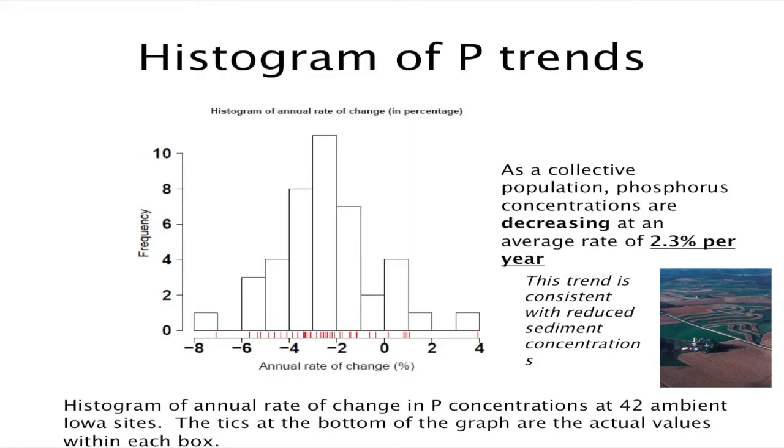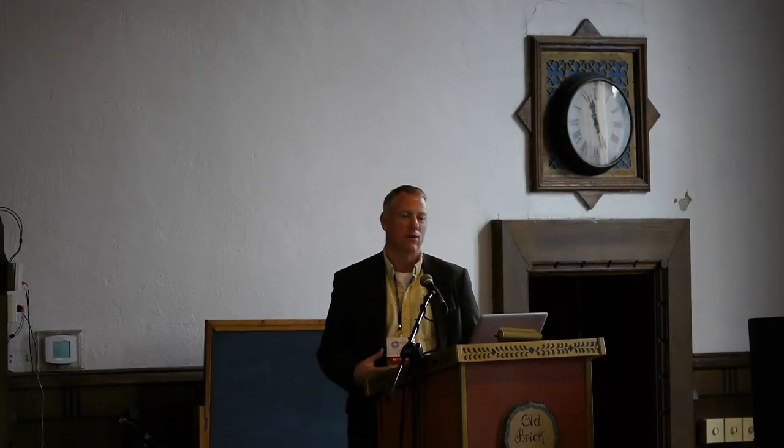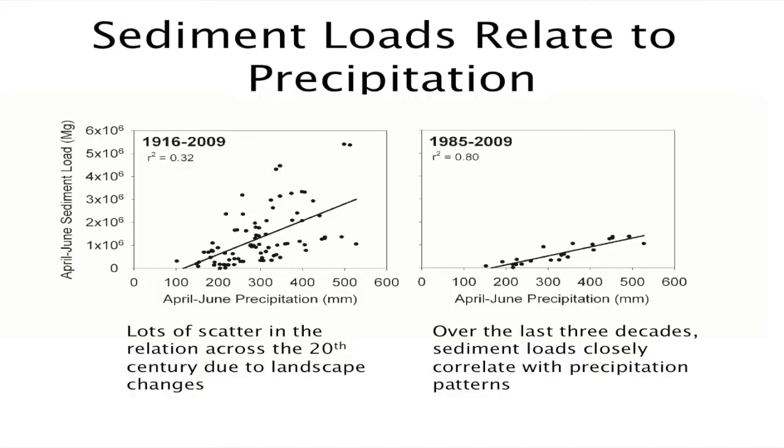So it looks like phosphorus concentrations from 1998 to 2013 are decreasing at a rate of about 2% per year. The good news is that it's very consistent with what we've seen for sediment. Decreasing phosphorus means we're decreasing sediment contributions to our streams. At this point, sediment loads relate to precipitation in general. Over the last 25 years, if it rains, we get high sediment.